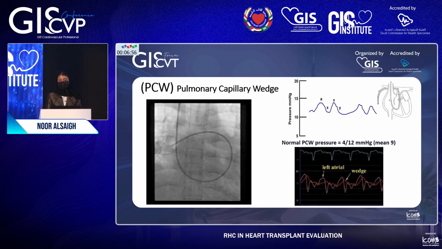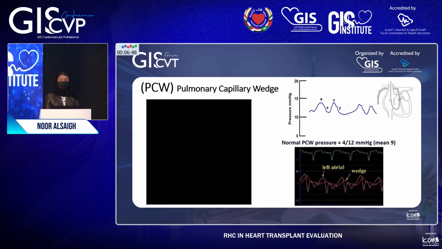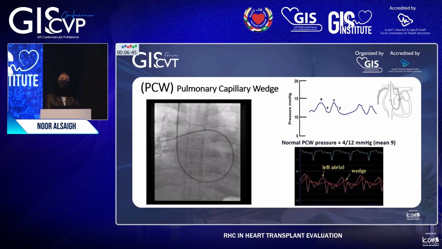Lastly, we go to wedge pressure, and the trick here to obtain an accurate wedge pressure is to advance the Swan-Ganz catheter to the distal end of the PA. Then we inflate the balloon to occlude whatever is behind the catheter and to make the catheter sense whatever is in front of it, which reflects the LA pressure. The normal wedge pressure is approximately 4/12 and a mean of 9.